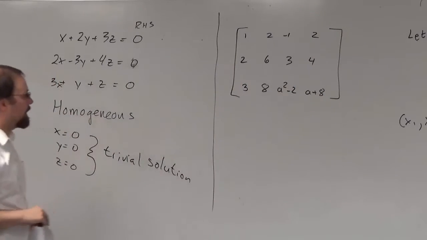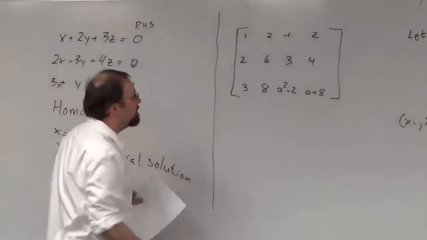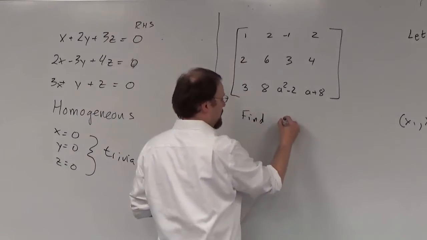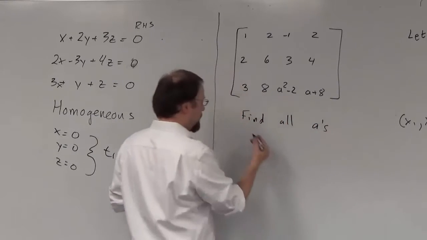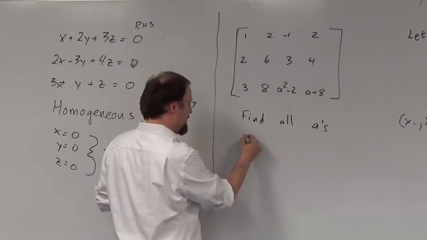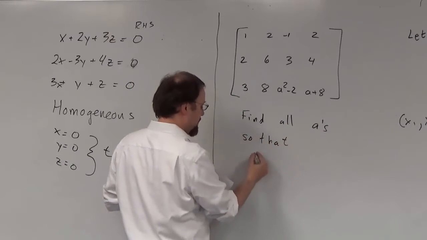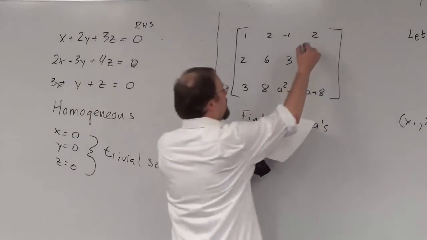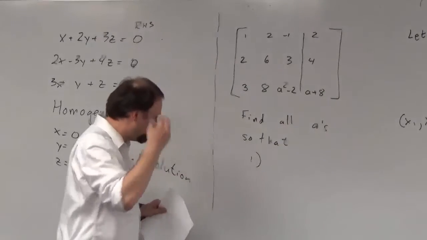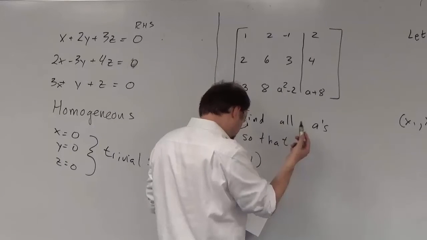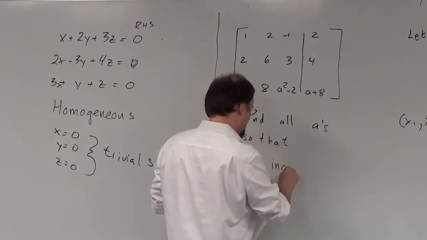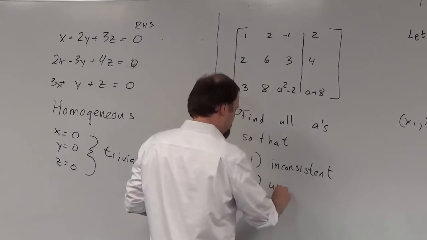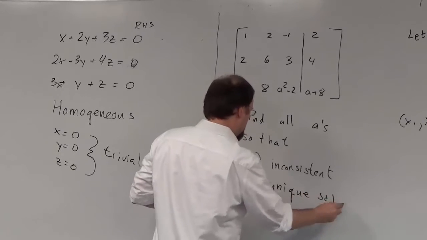Our instructions are to find all values of a such that we get the following cases. Since this does not represent a homogeneous system, the right-hand sides are necessarily non-zero. So we can have inconsistent, consistent, we can have a unique solution, or infinitely many solutions.